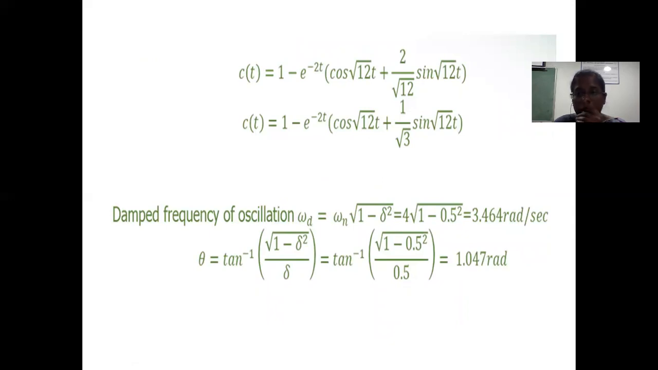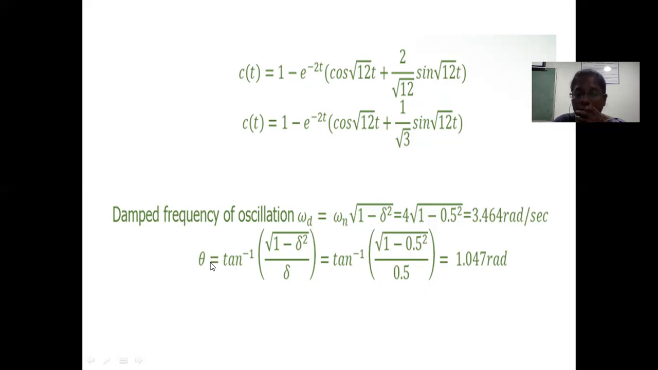After getting the time response, we also have to calculate the time domain specifications, that is rise time, peak time, settling time, and peak overshoot. For calculating those parameters, first you should calculate omega d. The omega d formula, we know, is omega n into root of 1 minus eta square. The eta value is already given in the question, 0.5. Omega n we just found to be 4. Substituting the values, you get 3.464 as omega d.